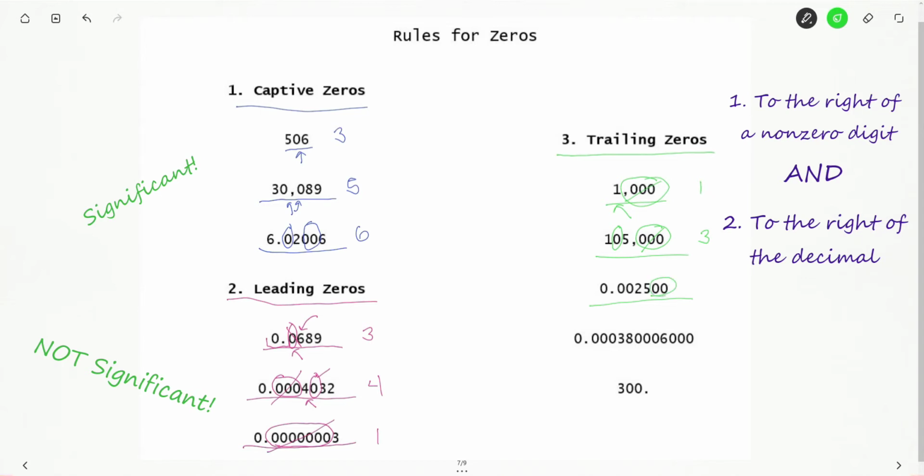Here are my trailing zeros. Yes, they are to the right of a non-zero digit. Oh, and check it out. They are also to the right of the decimal point. They fulfill both conditions. Yay, you guys are significant.